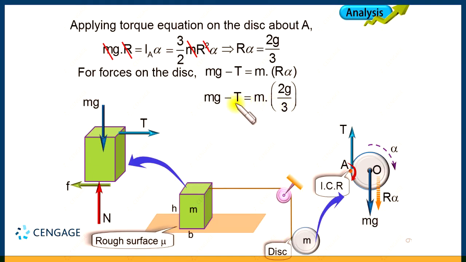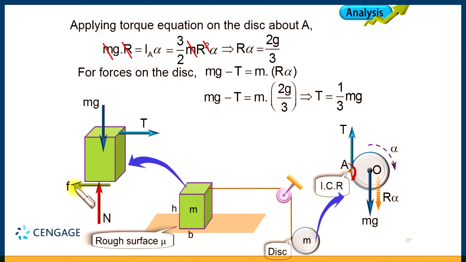So this T should be equal to mg minus 2 by 3 mg, that is T equal to 1 by 3 mg. This is the tension, right? Now we can consider the free body diagram of this block. This block is at static equilibrium. That means in the horizontal direction the net force acting on the block should be 0. That means T should be equal to small f, that is the friction force.